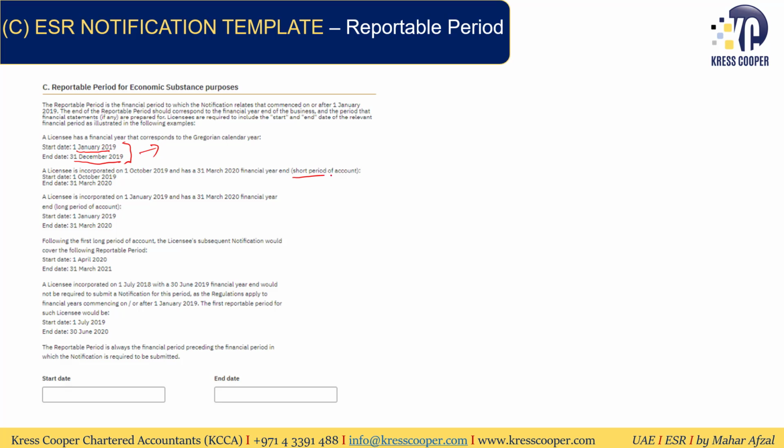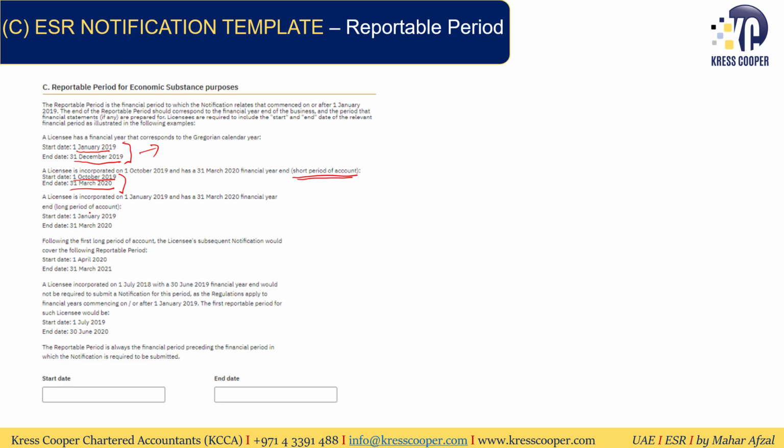The short period of accounts as well. There might be a possibility that the financial year starts from 1st October 2019 and ends 31st March 2020, then only 6 months will be considered the relevant financial year or reporting year.